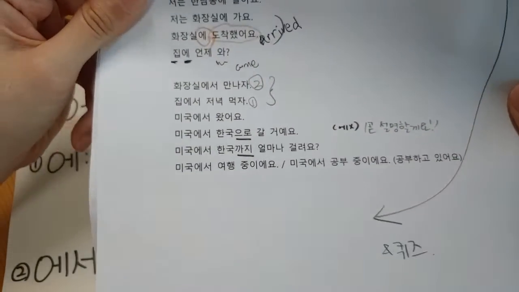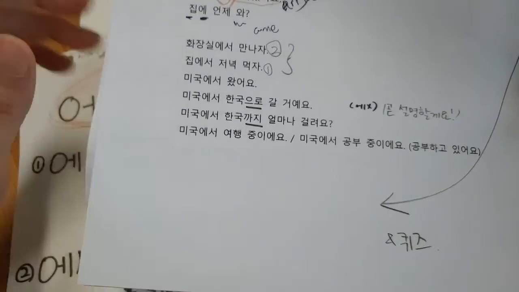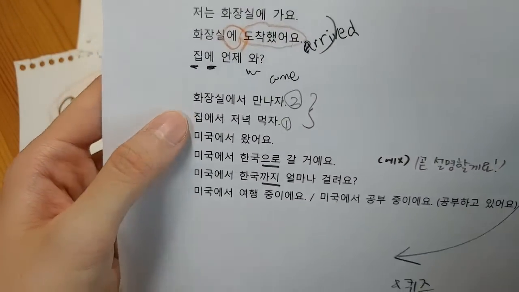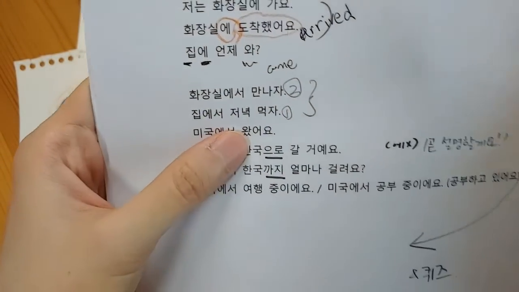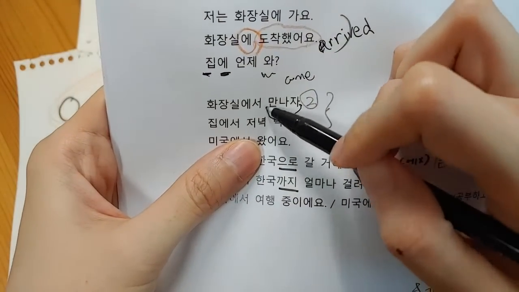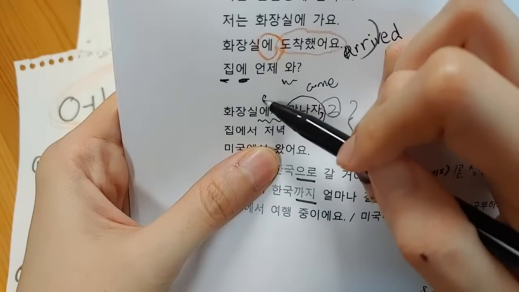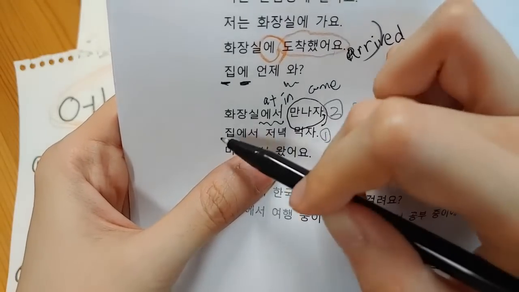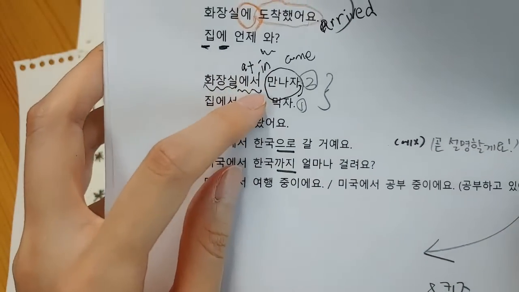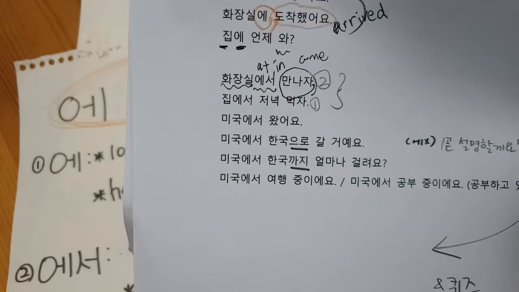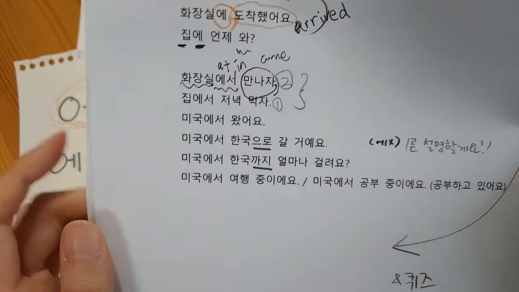Should we cover all the sentences here? Yes, we can. So 화장실에서 만나자 means let's meet 화장실에서, in or at the bathroom. 에서 is used because when you are meeting people, it's a specific action, right? So that's why 에서 is used.